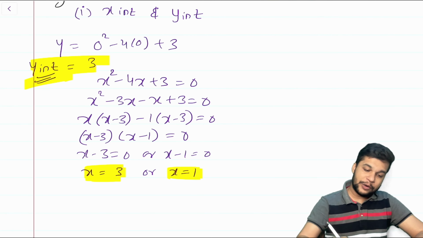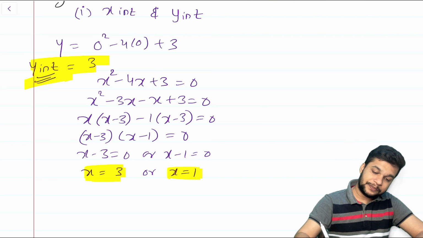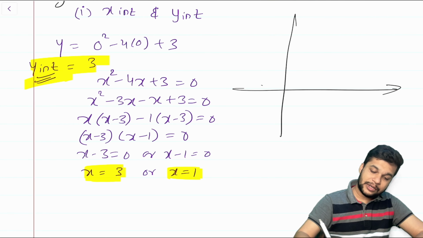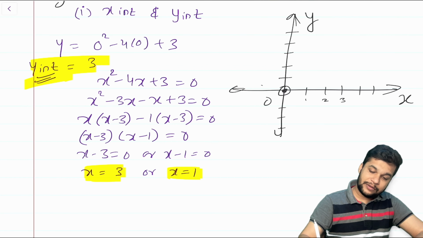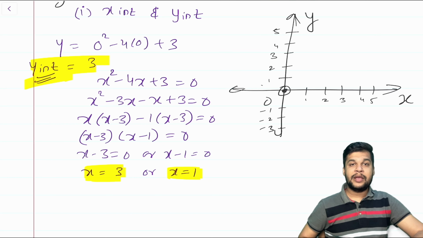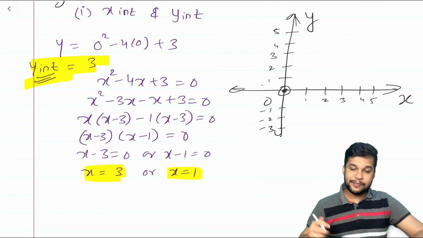Okay, so what do I do? I make the Cartesian plane first. Let's say this is your y-axis, this is your x-axis, and that's your origin. Mark 1, 2, 3, 4, 5 on each axis, and this is, let's say, minus 1, minus 2, minus 3.